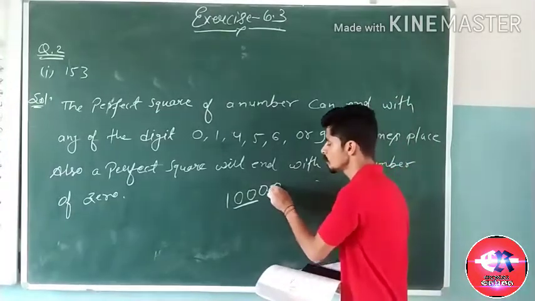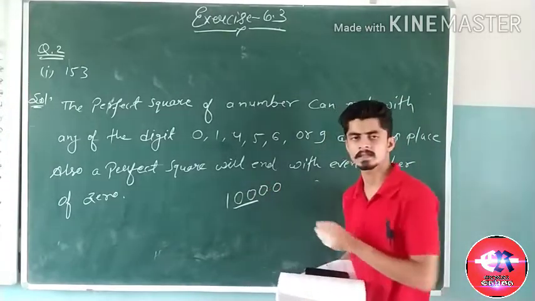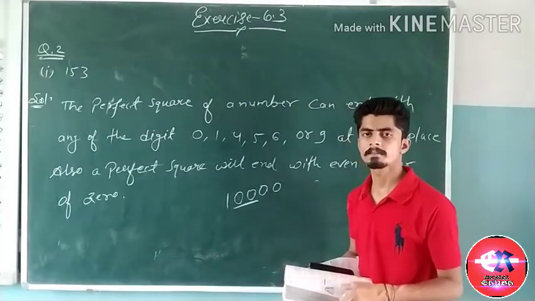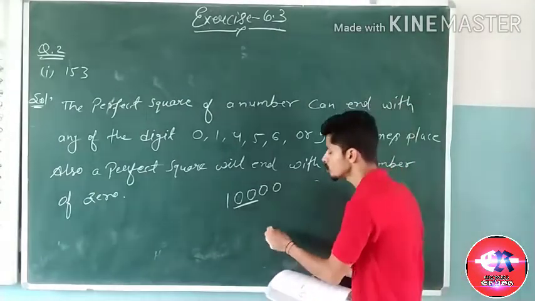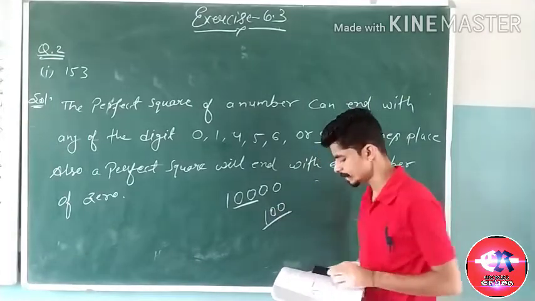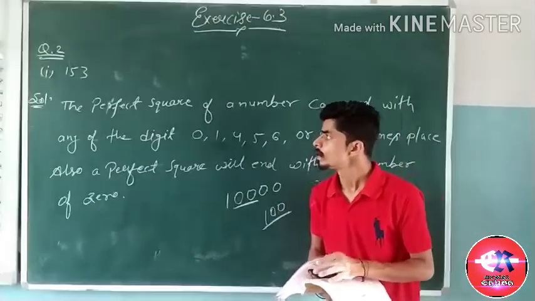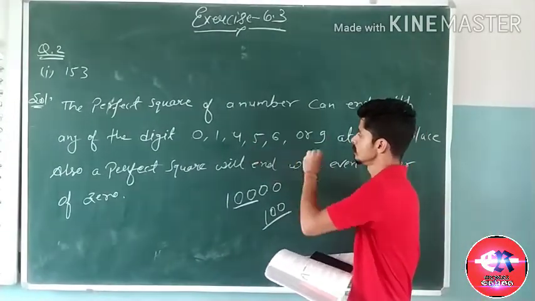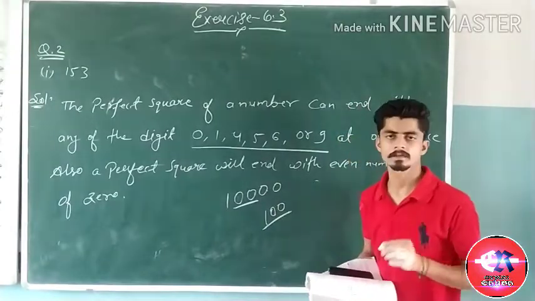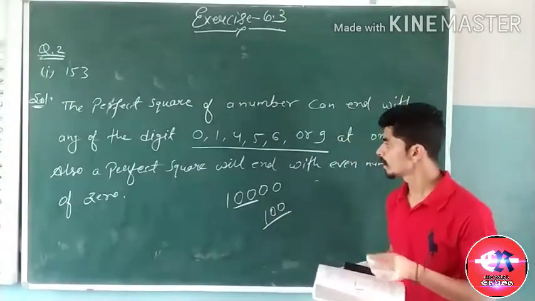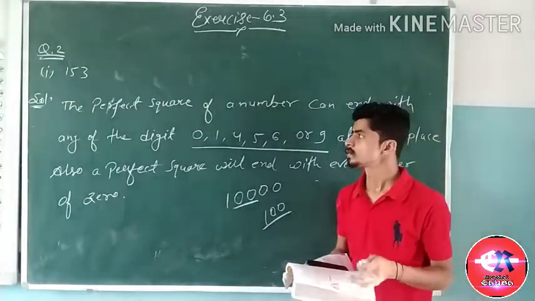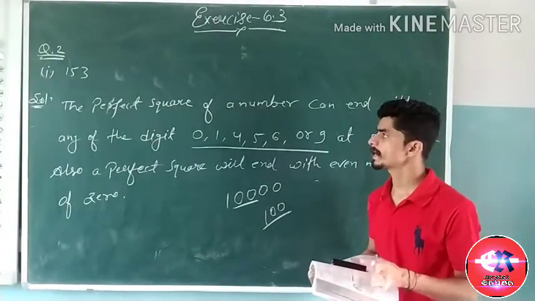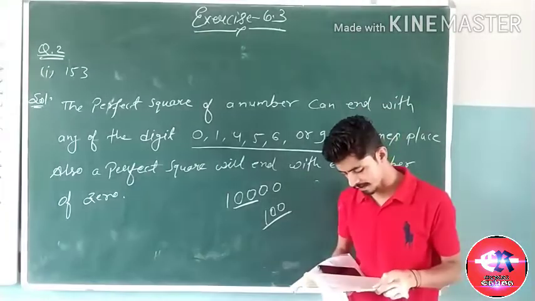If we add one more 0, that means here 4 times 0 is there, and that means an even number of 0s are there, so it can be a perfect square of a number, and the square root of 10,000 is 100. So if a number has any one of these digits given here, which are 0, 1, 4, 5, 6 and 9, the number can be a perfect square of a number.